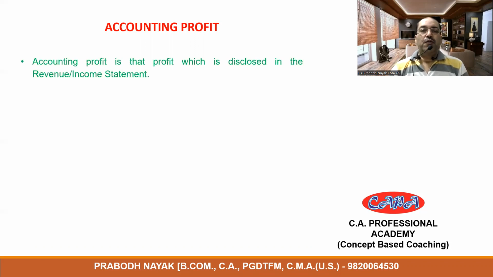We say that accounting profit is nothing but the profit that one normally shows in the revenue statement or the income statement. Okay, so when you prepare your final accounts and you prepare your revenue statement or income statement at the end of the year, you say that this is the income for the year ended 31st December. That particular income or that particular profit that you are showing is as per the books of accounts. Therefore, it is called accounting profit.